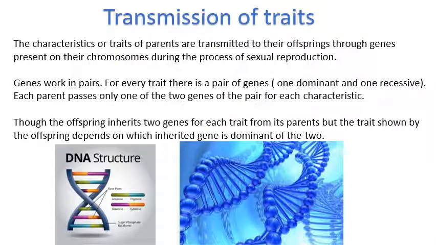Transmission of traits. The characteristics or traits of parents are transmitted to their offspring through genes present on their chromosomes during the process of sexual reproduction. Genes work in pairs. For every trait, there is a pair of genes, one dominant and one recessive. Each parent passes only one of the two genes of the pair for each characteristic. The offspring inherit two genes for each trait, one from each parent, but the traits shown by the offspring depend on which inherited gene is dominant of the two.